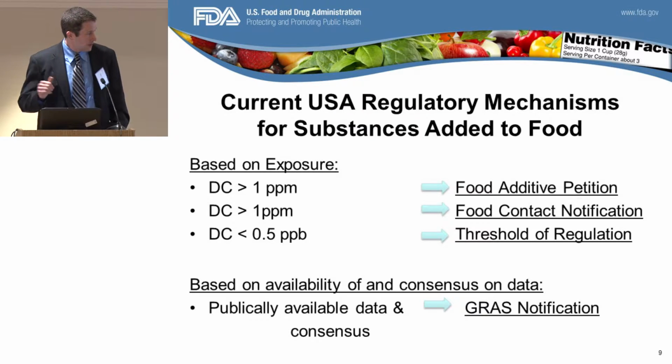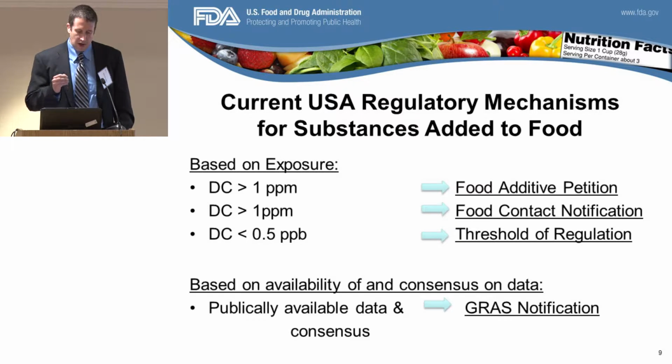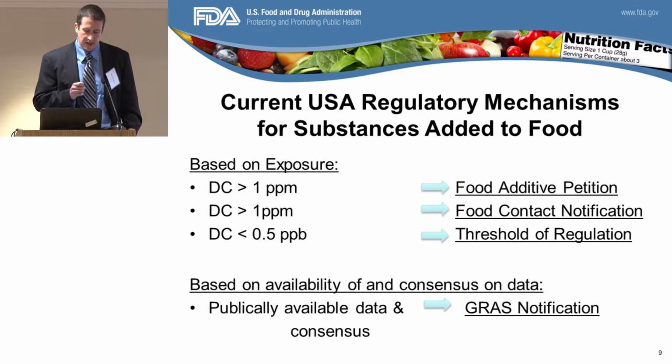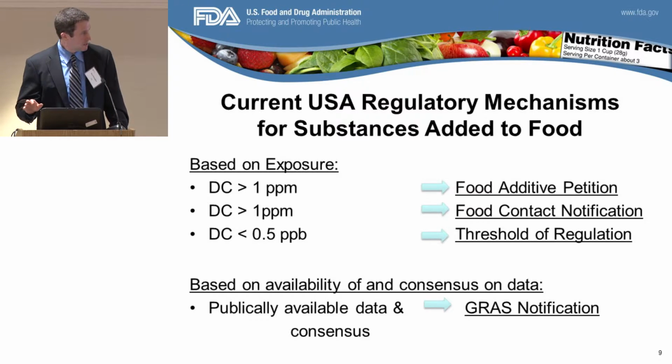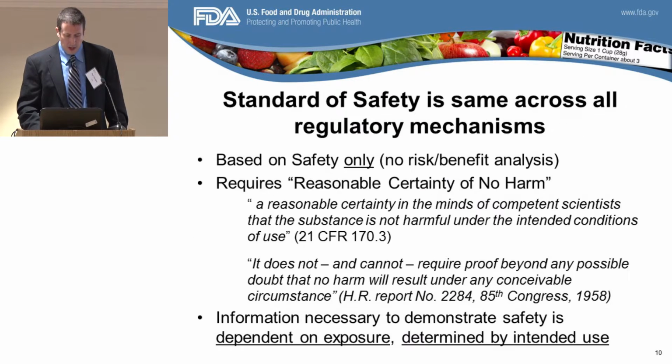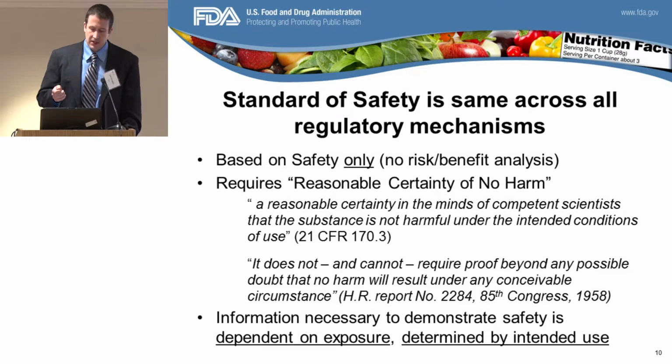As I said, we are going to get to GRAS notification here also, but the requirements for GRAS notification are not based on exposure. It's more based on the availability of and consensus on data concerning the safe use of that product. So data must be publicly available, and there must be a public consensus that the use is generally recognized as safe. And those can be submitted to the agency through the generally recognized as safe, or GRAS, notification program. It's important to note that the standard of safety is the same across all these regulatory mechanisms.